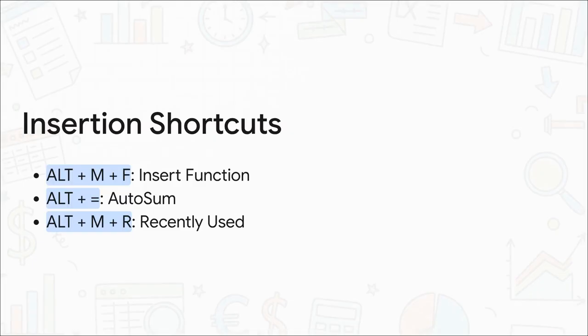You've got to think of these keyboard shortcuts as basically magic spells. For instance, hitting Alt plus M plus F immediately brings up the exact Insert Function dialog box you need. Want to instantly sum a whole column? Just hit Alt plus the equals sign. You can execute all of these commands without ever letting your fingers touch the trackpad.